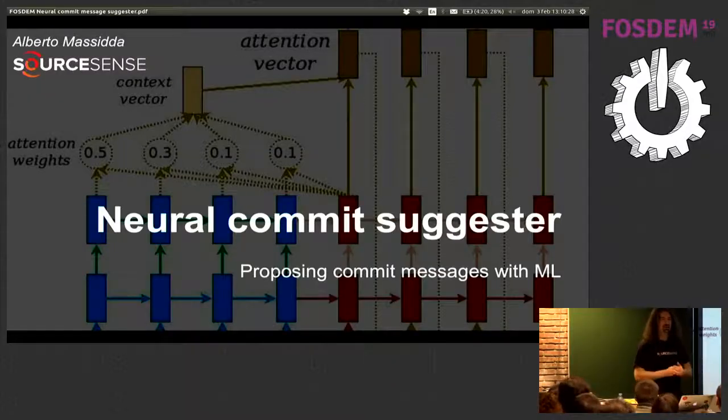Hello everybody, I'm Alberto Massidda, and today we are going to talk about teaching machines to read code changes and actually to tell what happened. So, predicting a commit message with neural networks.